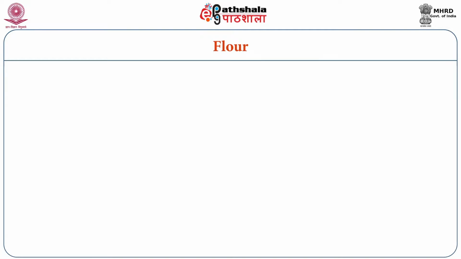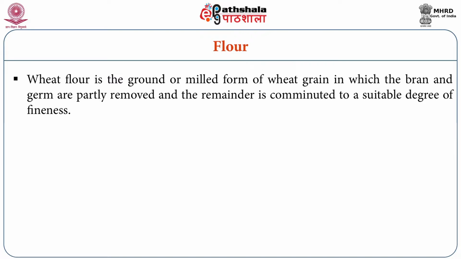Now we will talk about flour. So, first of all, wheat flour. Wheat flour is the ground or milled form of wheat grain in which the bran and germ are partly removed and the remainder is comminuted to a suitable degree of fineness.